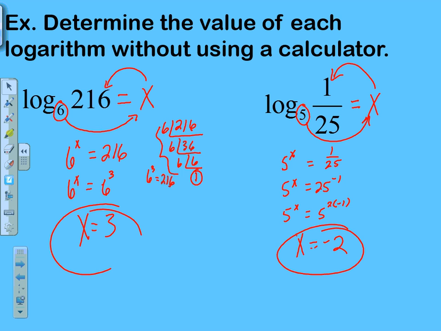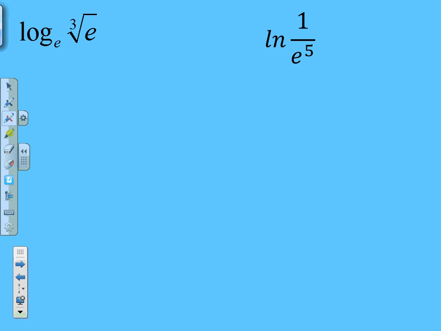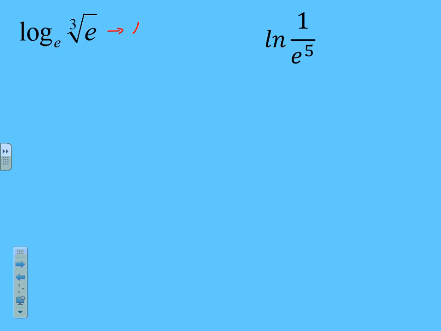This is going to get old fast having to do that, but okay. Last two examples. I wanted to include these because these are the most common. e is one of the most common bases that you're going to see when it comes to logarithms. So this one could very easily have been written as ln of the cube root of e. I just want you to understand that it could be written either way.